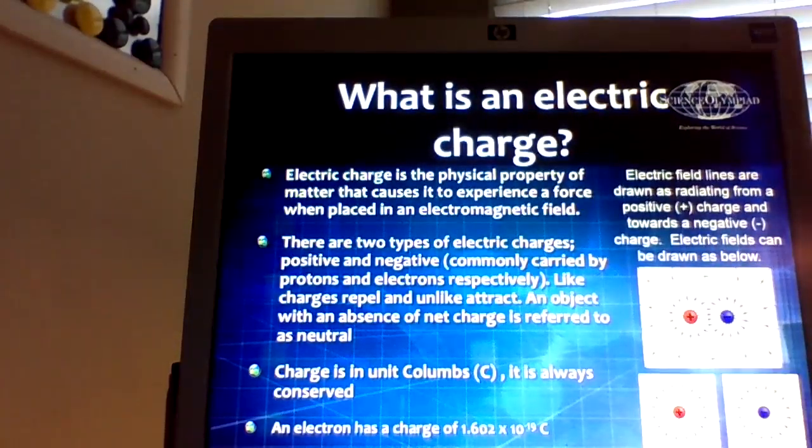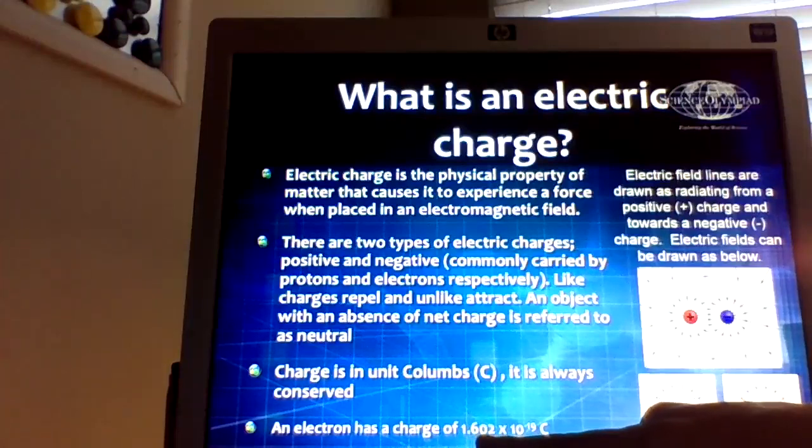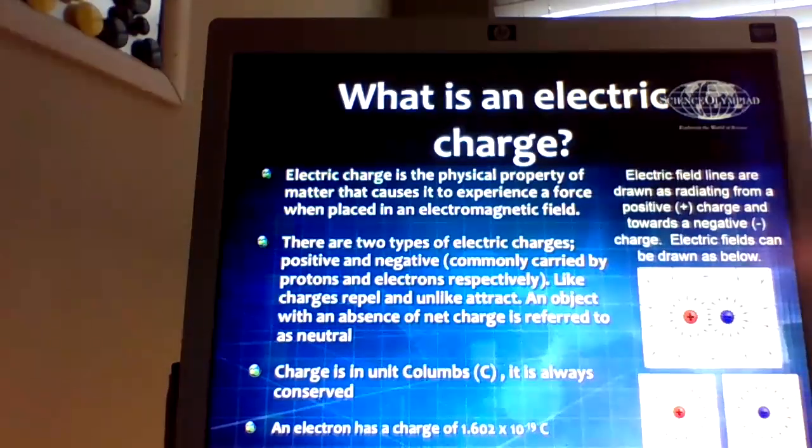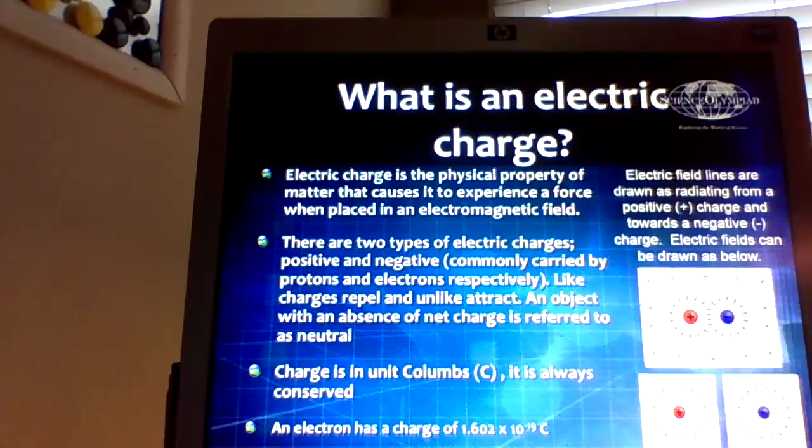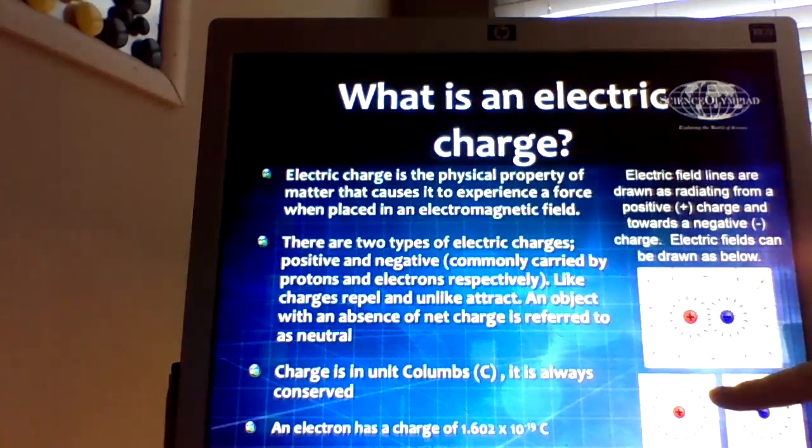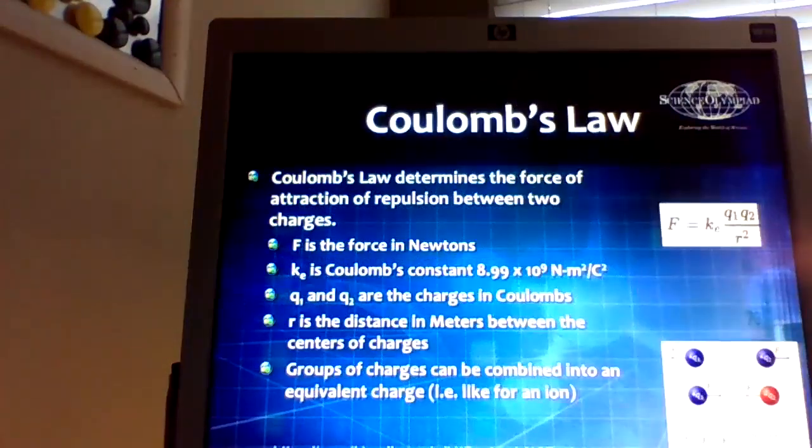The unit of charge is coulombs, okay? And you'll notice that an electron has a charge of 1.602 times 10 to the negative 19 coulombs. That's actually one of those things I'm going to expect you to have in your binder, and that's the type of thing I would expect you to be able to tell me in your binder check. Okay? It's very important to be able to draw electric fields just like we drew magnetic fields.